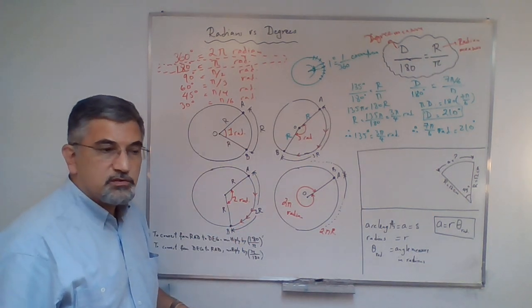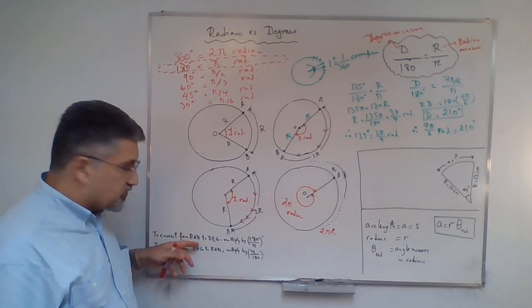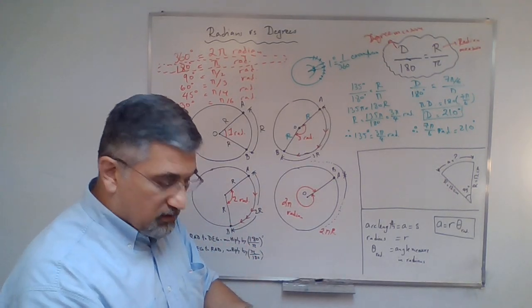We call them unit conversion factors. You can multiply different angles in radian or degree by these factors and convert them. That's a second way of doing the conversion.